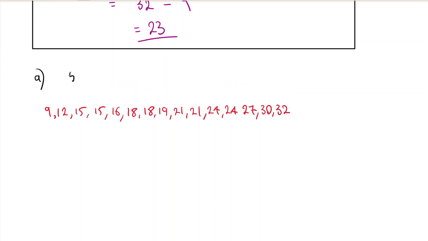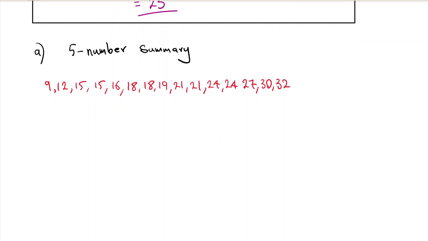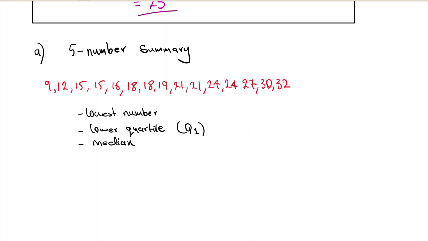So part A, 5-number summary using the data. So what is a 5-number summary? Here you want to get the lowest number, you want to get the lower quartile, also known as Q1. We want to get the median, we already have that, and that's sometimes called Q2. We want the upper quartile, sometimes called Q3, and we want the highest.